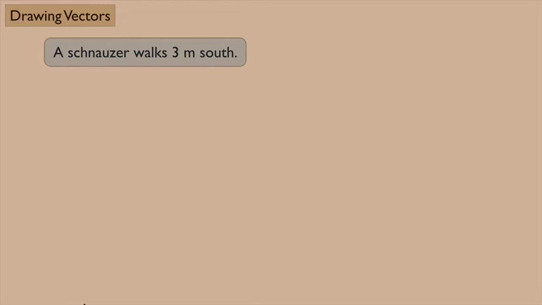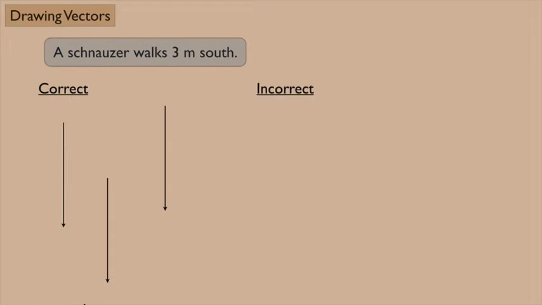When drawing vectors, you can move them around wherever you want, as long as you don't change the length and you don't change the orientation. So for example, a schnauzer walks 3 meters south. Some examples of correct ways to draw this vector would be something like this, or this. Incorrect ways would be something like this because I changed the length, or something like this because now it's pointing in the wrong direction, or something like this. It's the right length, but the wrong orientation.